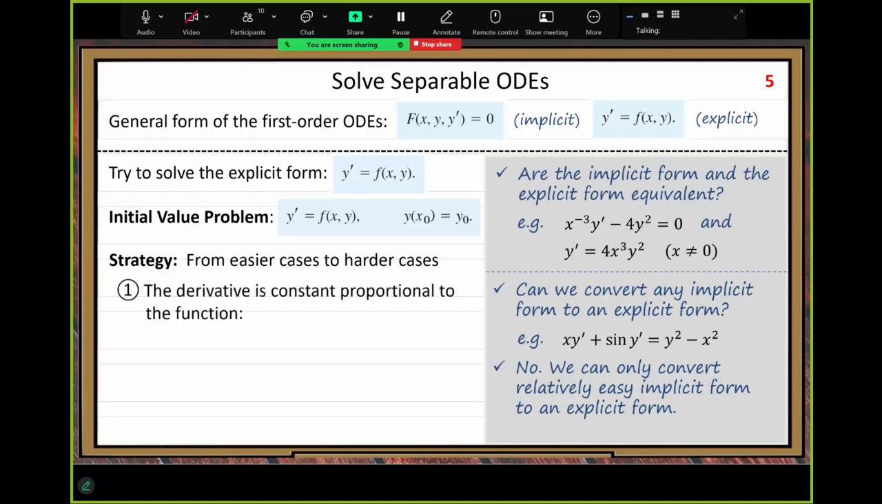First, the derivative is proportional to the function. So let's work on the simplest, easiest form: y prime equals k times y. So it's a separable ODE. It matches our decay model, right? We can say it matches our generalized decay model. But here it's also a separable ODE.